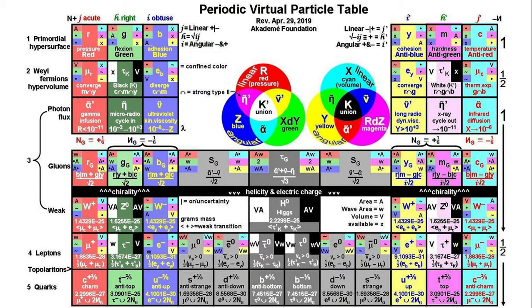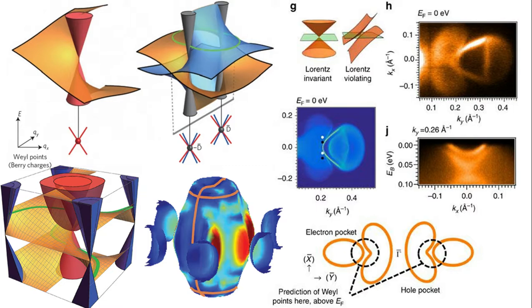The first two rows are hypersurface and volume forms of singularities. Pressure as surface tension is first. It is the most elementary form of gravity, often called quantum gravity. Then come temperature, flexion, hardness, adhesion, and cohesion. The next row are their volume forms. In particle physics, these are called Fermi surfaces and Weyl fermions.